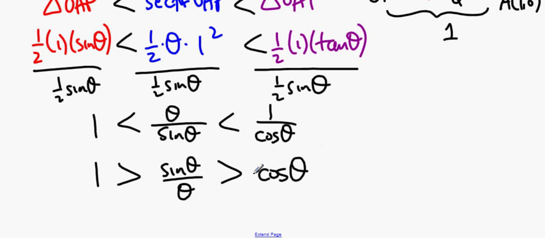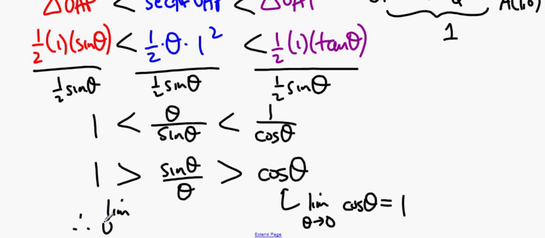What happens to this as theta approaches 0? Well, the cosine of 0 is 1. This is 1, and this gets closer and closer to 1 as theta approaches 0. Therefore, as theta approaches 0, our guy that's stuck in the middle also has to go to 1.